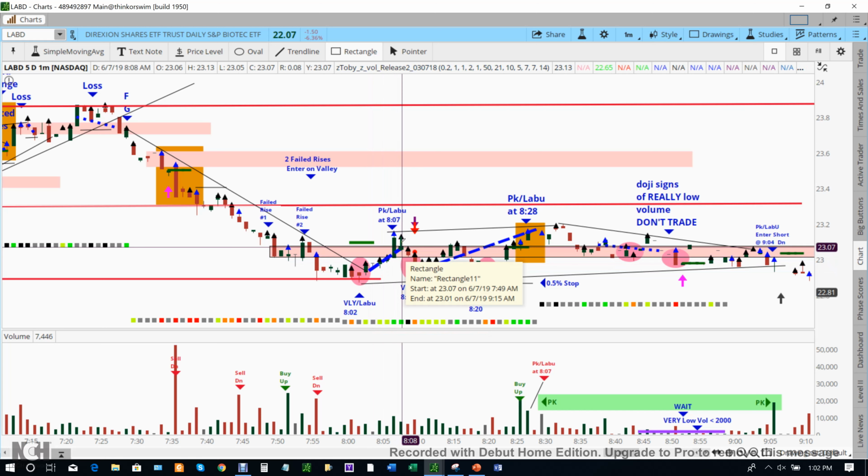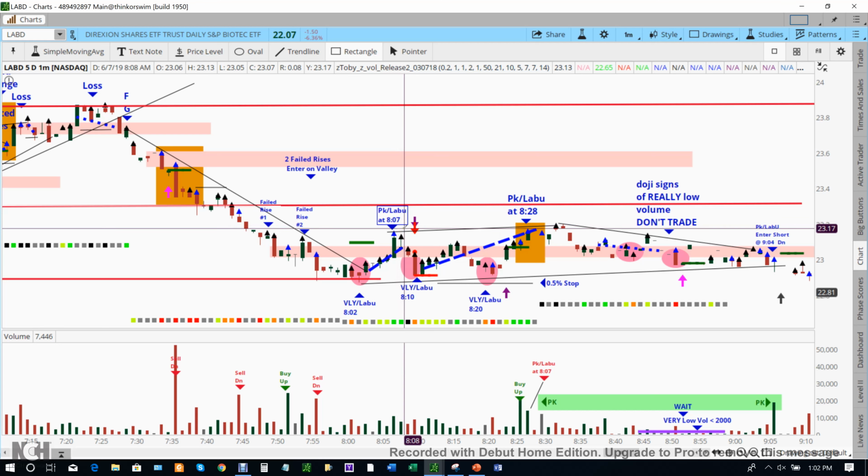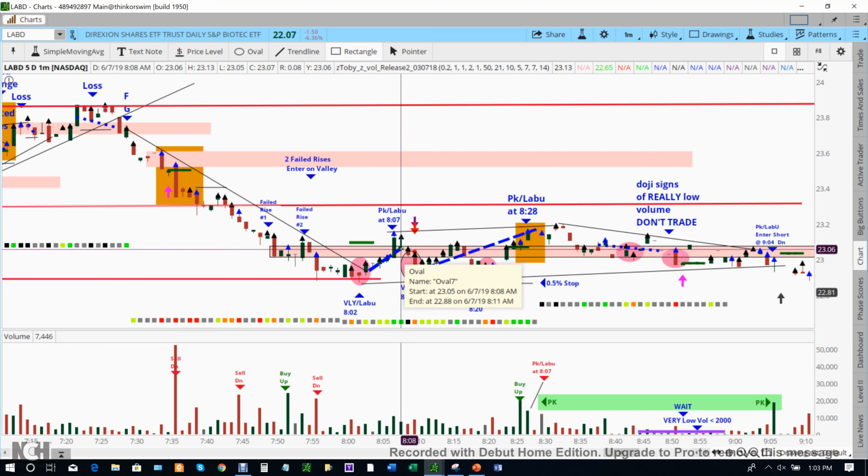And how do we know when to get out here? Because LabU at 8:07 says it's a peak. So it means we get out on the next candle there. And so that's how we made our 0.5%.